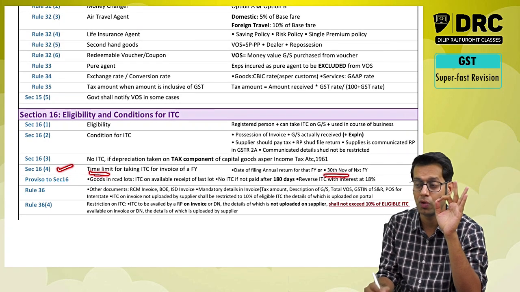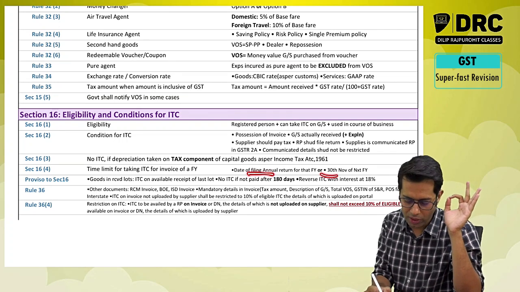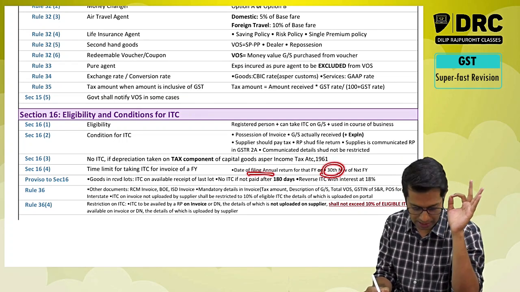Fantastic. There is an amendment over here. The last date within which input tax credit is required to be taken is the date of filing annual return or 30th November of next financial year, whichever is earlier.